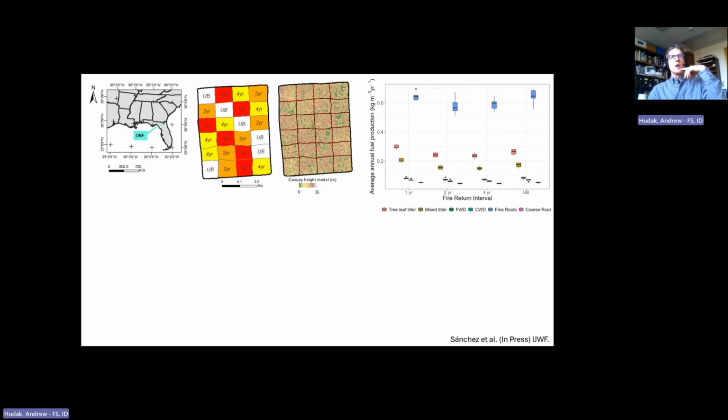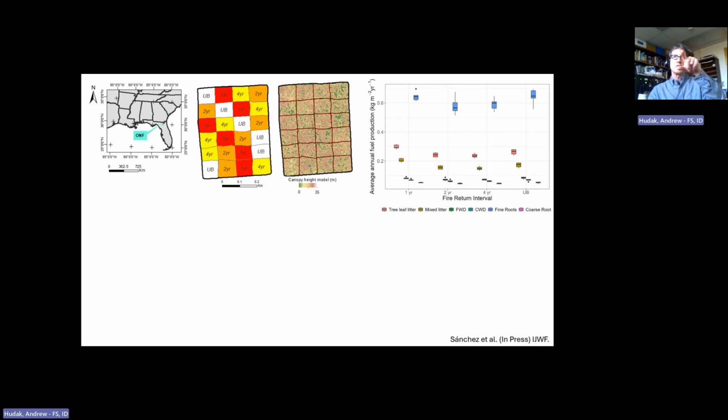And then we have to model these different variables. We need to model the fuel production rates. So this is what the data we use, the data collected on the ground, is for informing the duff simulation model. We need to know about the fine root turnover as well.